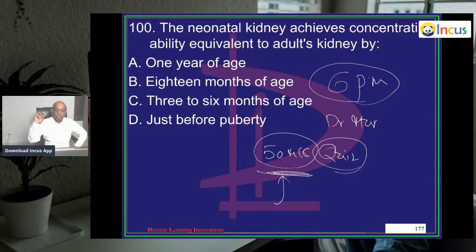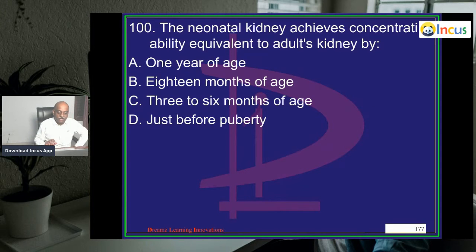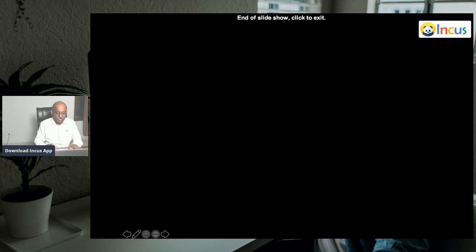So, when will the kidney achieve adult level concentrating ability? By about 1 year of age.